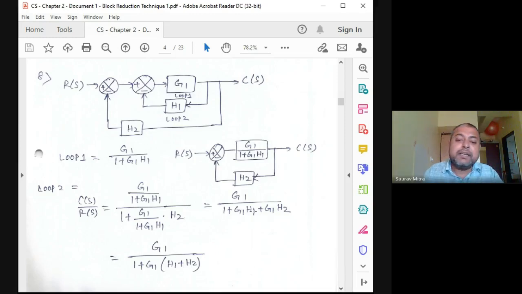Now here you can take G1 common. If you take it, it's okay. If you don't take it, that's also okay. So G1 by 1 plus G1 into (H1 plus H2). So in the exam, whenever you are doing this, don't leave it like this. C by R is equal to a very complex form, a lumpy form. No, that will not do. You have to bring it down to a numerator polynomial as well as a denominator polynomial.